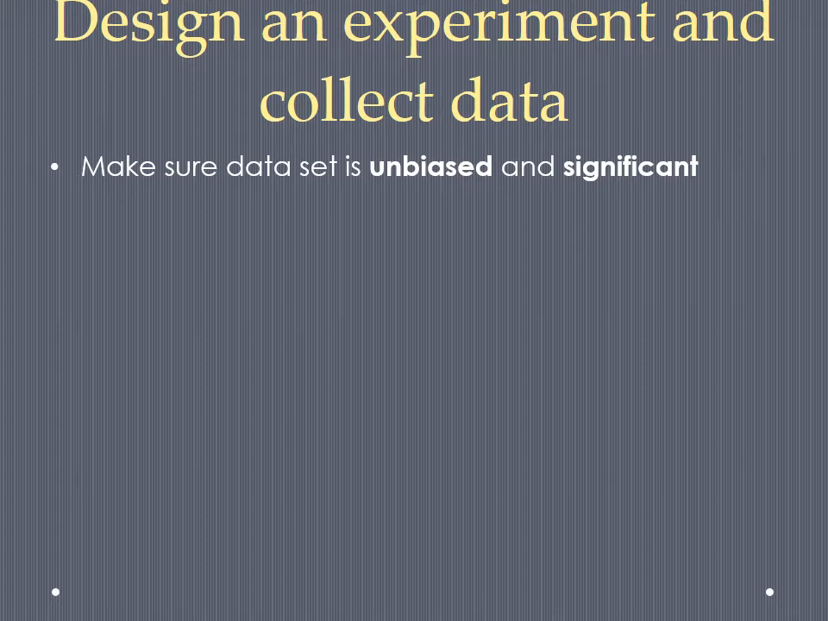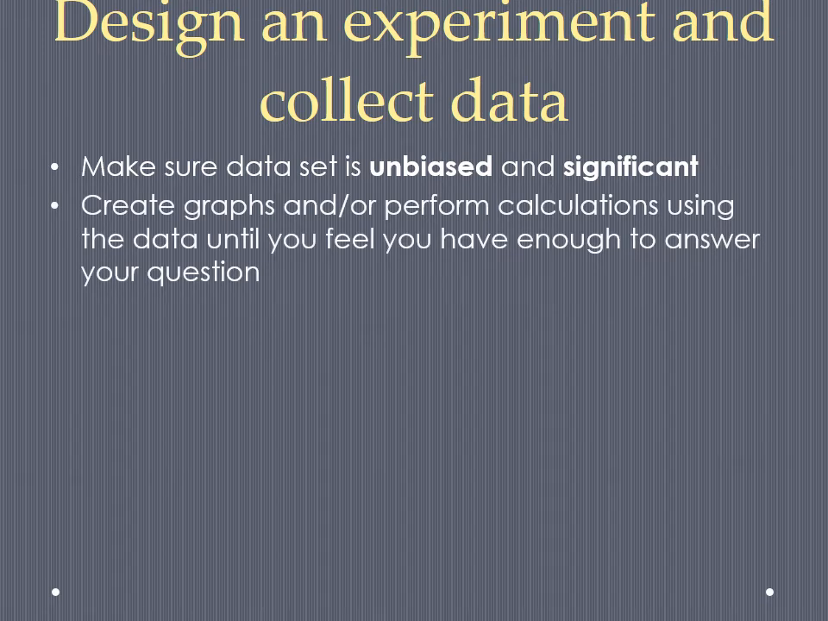When we say significant, make sure that the data is related and relevant in order to answer your initial question that you had. Just like we have done in our first unit, create graphs and perform calculations using the data until you feel like you have enough information to answer your question. If you see that your data is not enough to do this, you probably need to go back and rethink the design of your experiment and the data that you want to collect. You probably need to make necessary changes, collect some more data until that data that you're collecting is helpful enough to help you answer your initial question.